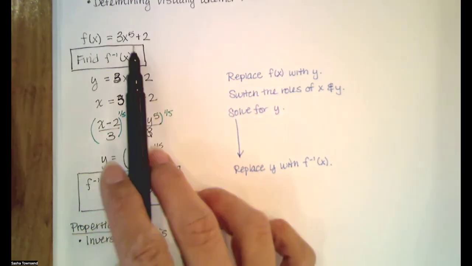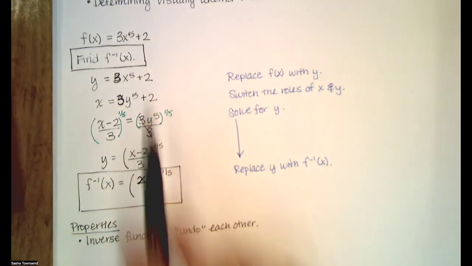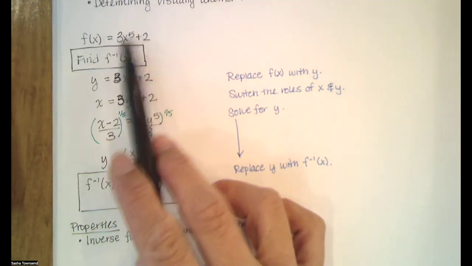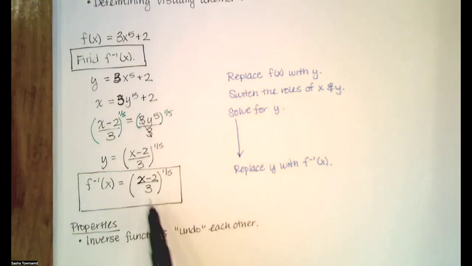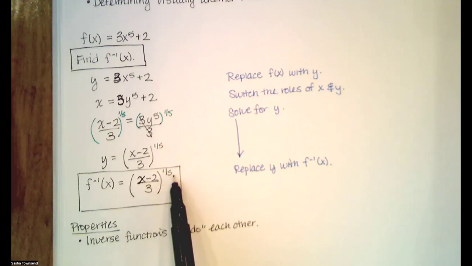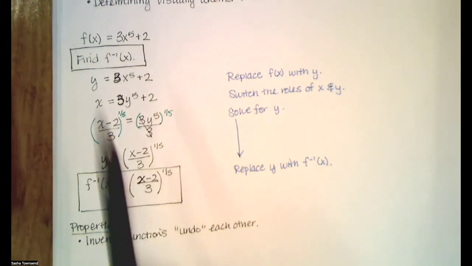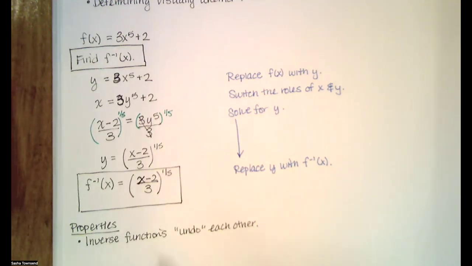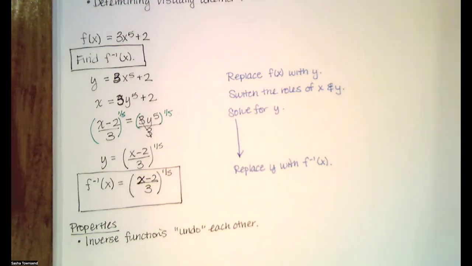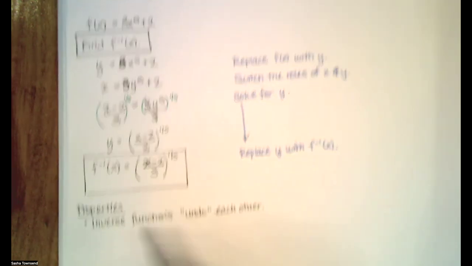As you think about what we did to x here and what we're doing to x here, this says take x, raise it to the fifth power, multiply by 3, and then add 2. This says take x, subtract 2, divide by 3, and then raise it to the 1/5 power. The claim is that those functions undo each other. It makes sense when you think about the fact that multiplication and division are inverse operations, addition and subtraction are inverse operations, and raising something to the fifth power and taking the fifth root are inverse operations. So these functions undo each other.